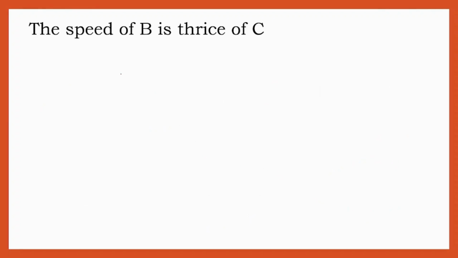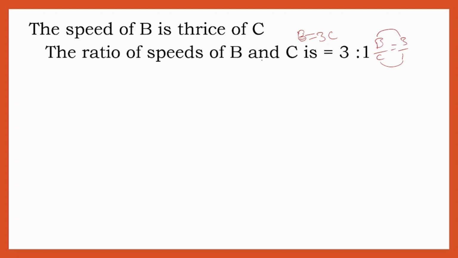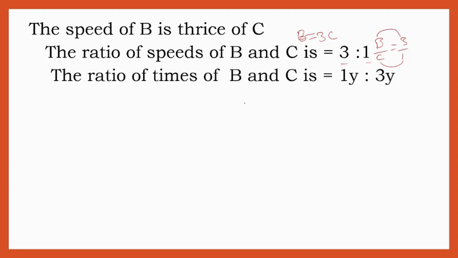The speed of B is thrice that of C. That means B equals 3C. So B by C equals 3 by 1. So B equals 3, C equals 1, the values of the ratios for speeds. That's why the speeds of B is to C is 3 is to 1. Then the time ratio will be the reverse, 1 is to 3. That's why the times of B and C will be denoted by 1y and 3y.